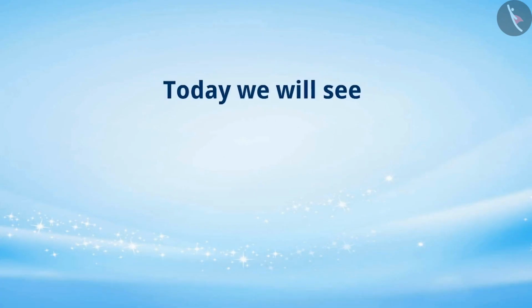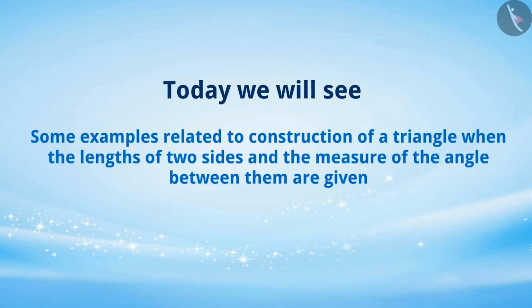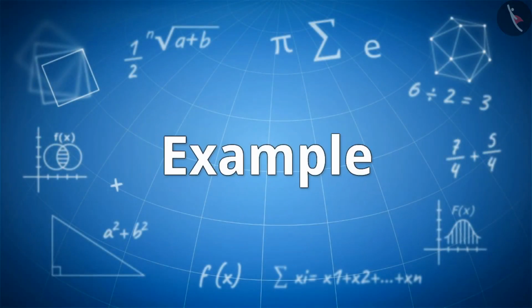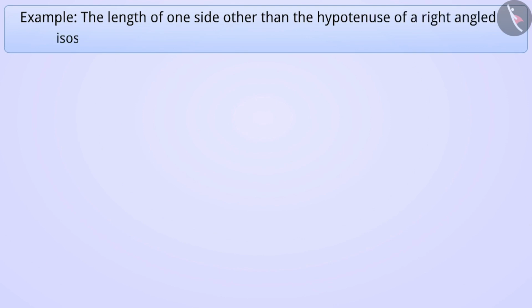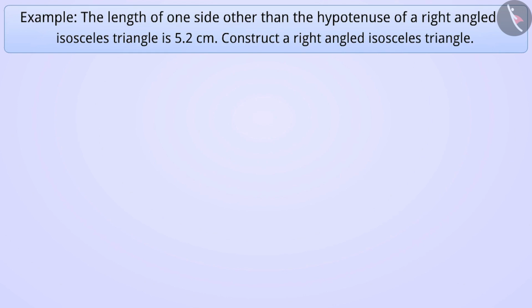Today we will see some examples related to the construction of a triangle when the lengths of two sides and the measure of the angle between them are given. The length of one side other than the hypotenuse of a right-angled isosceles triangle is 5.2 cm. Construct a right-angled isosceles triangle. Here, we are given the length of just one side to construct a triangle. Is that enough? Think for a while.